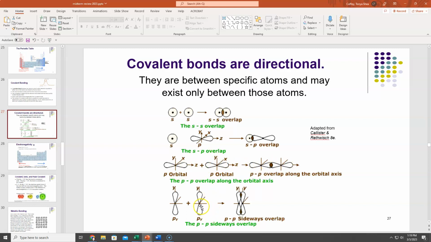Or, and this is fun, you can have p orbitals that are perpendicular to the line connecting the centers of the two atoms, and they overlap like that. Okay, so that's possible too.